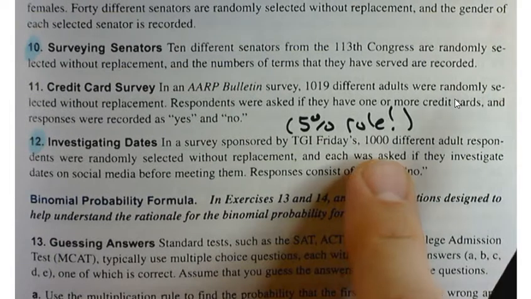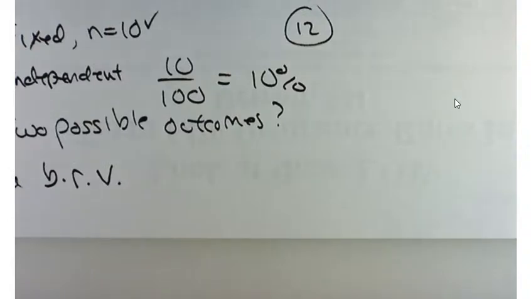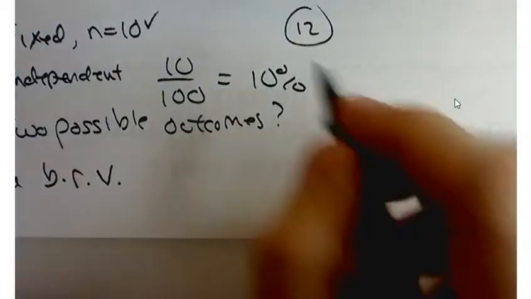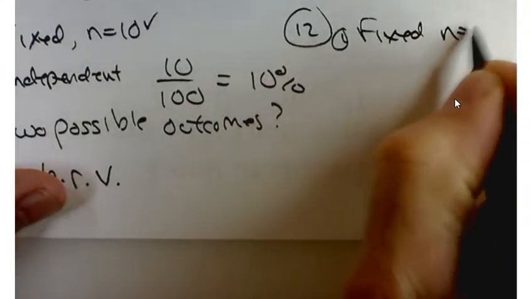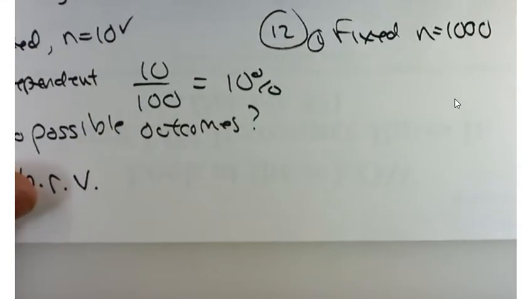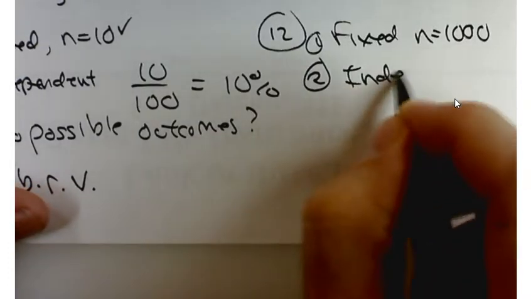Yeah, 1,000. So we have a fixed number of trials. These are randomly selected without replacement. So first one is fixed: n equals 1,000. So we got that. Second one is, are these independent?